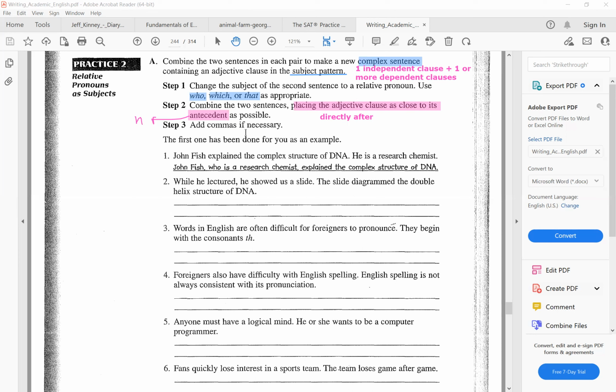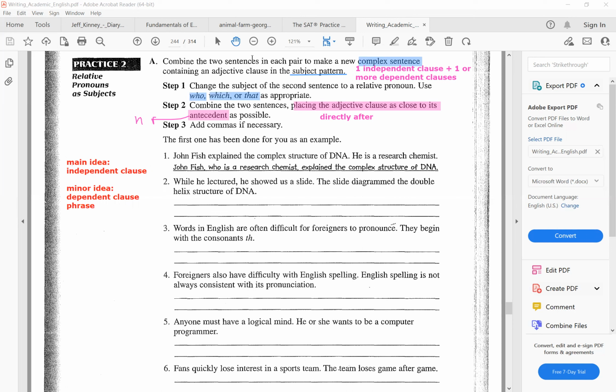If we take a look at number 1, John Fish explained the complex structure of DNA. He is a research chemist. How do you know which sentence to change into an adjective clause? Remember one important rule. Your main idea has to be your independent clause. Your minor idea has to be either your dependent clause or you can use it as a phrase.